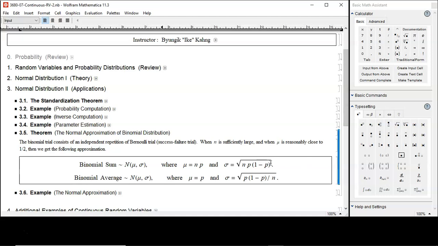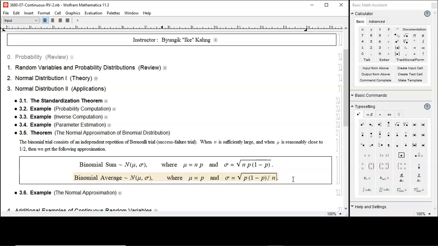that's binomial sum. And the expected value is np, and the standard deviation is square root of np(1 minus p). Now from here, if you divide by n, then you get binomial average. np divided by n, so we get just p. And the standard deviation divided by n is equivalent to dividing by n squared from the inside of the square root. That's why we get n down here.